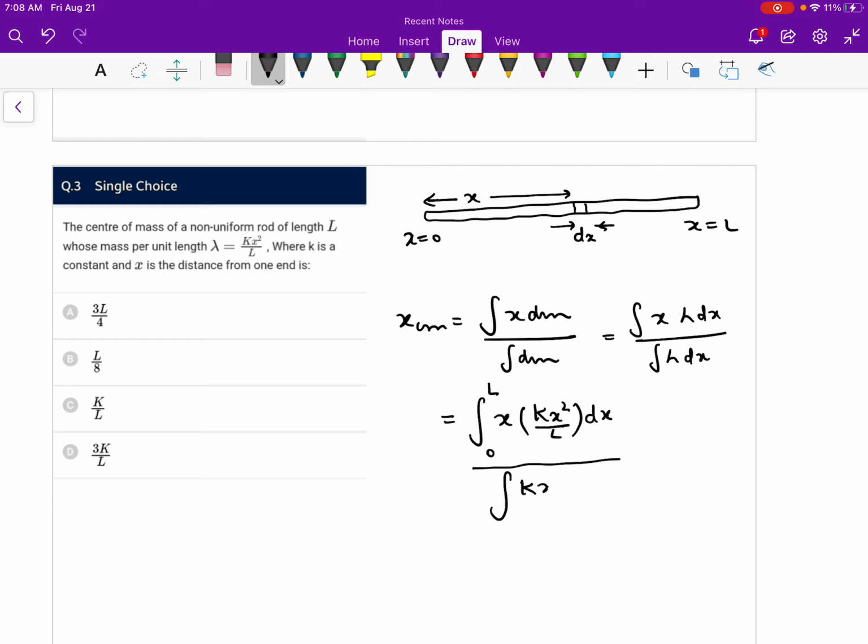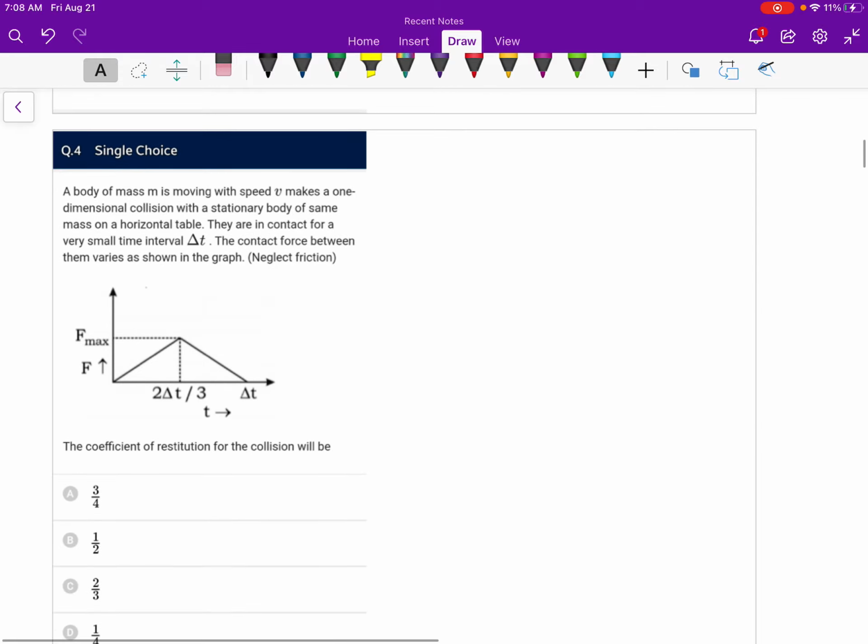So kx square by L into dx from 0 to L. So this is x cube, so x4 by 4. So in the numerator integration is L4 by 4, and in denominator this is x cube by 3, so L cube by 3. So this is 3L by 4. So center of mass is at distance 3L by 4. Okay, so A is the correct option.